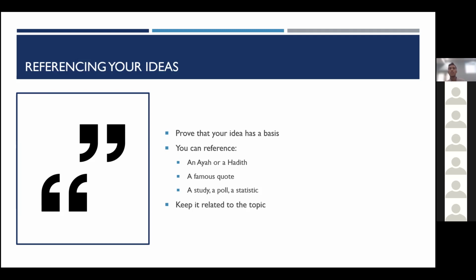So it's important that you do put these references, because then the reader can say, oh, wow, you know what, you're right. That is really important. And like it says here, a reference can be an ayah or hadith, like we mentioned.